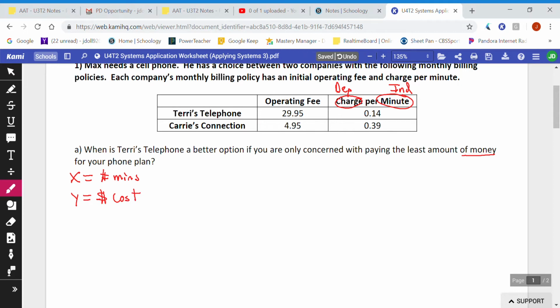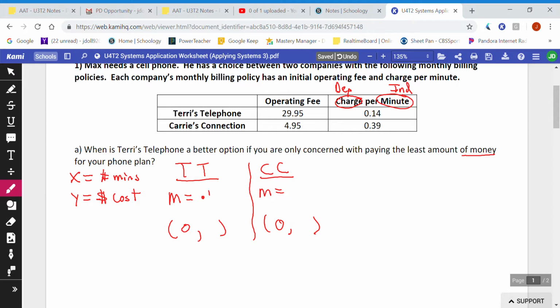All right, so now I've got two options here. I've got Terry's telephone and I've got Carrie's connection. So I'm just going to call that TT and CC here. What I need to do, we know that because we're using an independent-dependent situation, we want to use slope-intercept form. So I need to know what is my slope and what is my y-intercept, and for both of these situations here, right? So if we look at Terry's telephone, it's 14 cents, $0.14 in charge per minute. Well, that's a rate of change right there. And Carrie's connection is 0.39. So that was pretty easy to recognize my slope, my rate of change.